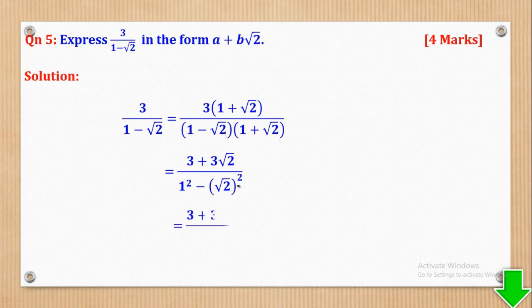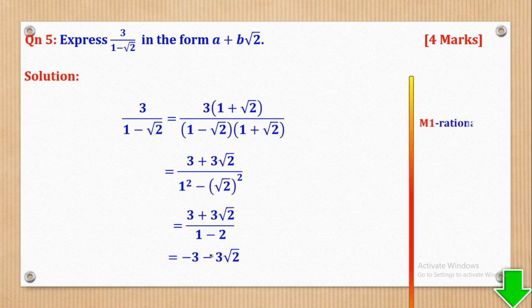So next is to simplify the denominator still. So 1 squared is 1, and root 2 squared is 2. So that means that 1 minus 2 is negative 1. Therefore, we divide each term in the numerator by negative 1. For example, 3 by negative 1 will give me negative 3. Then positive 3 root 2 divided by negative 1 will give me negative 3 root 2. That is why you see a minus here.